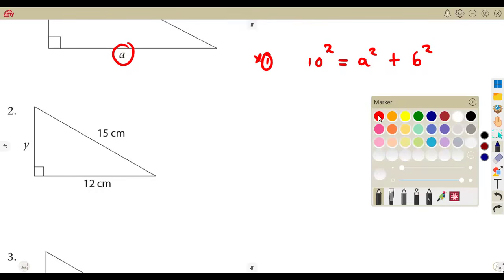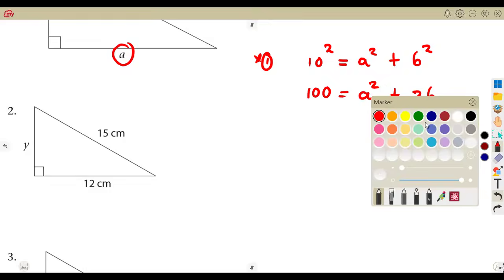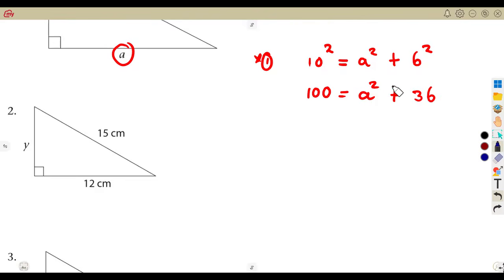All right, let's simplify this so that we can see these values properly. 10 squared, 10 times 10, that is 100, is equal to A squared plus 6 squared, which is 36. So we are going to solve for A squared. What can we do? Take the 36 over the equal sign. The moment it jumps the equal sign, it changes. So it is going to be 100 minus 36. So that was going to give us what? 64, which is equal to A squared. We have taken that other side, it became negative. You subtract.